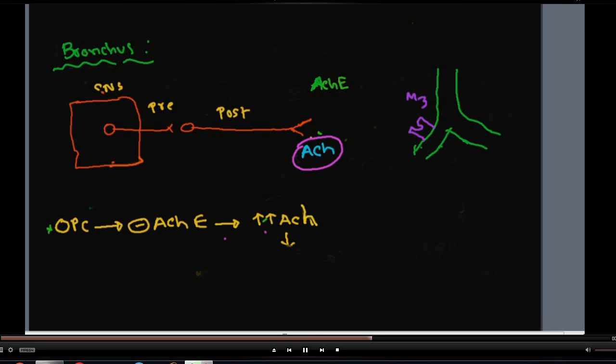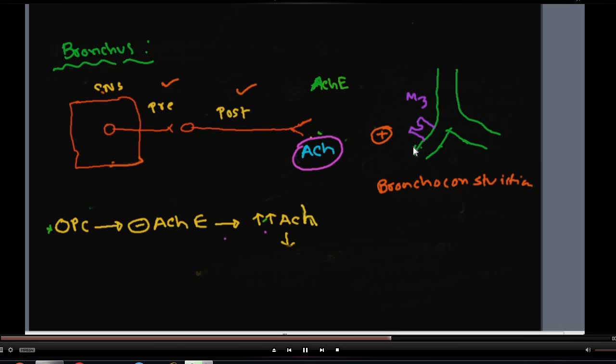And now coming to the bronchus. This is the central nervous system, this is preganglionic and postganglionic neuron. Postganglionic neuron releases acetylcholine, and this acetylcholine stimulates M3 receptor on the smooth muscle of the bronchus. This M3 receptor is present in the bronchial smooth muscle and bronchial glands. When acetylcholine stimulates this M3 receptor, the bronchial smooth muscle contracts. So there is bronchoconstriction, right? So the first function of acetylcholine in the respiratory tract is bronchoconstriction.